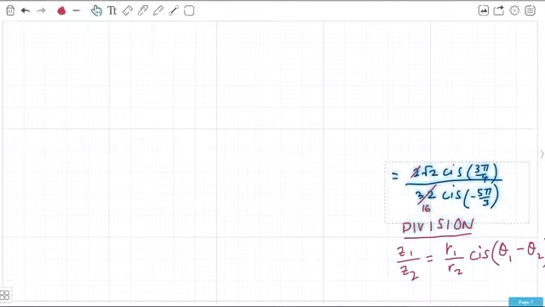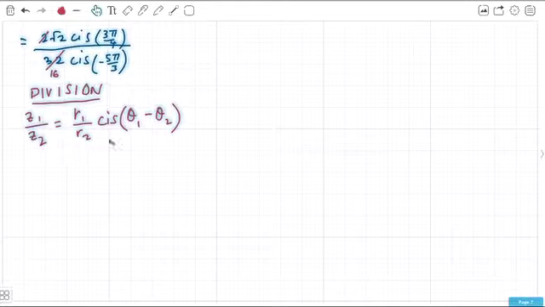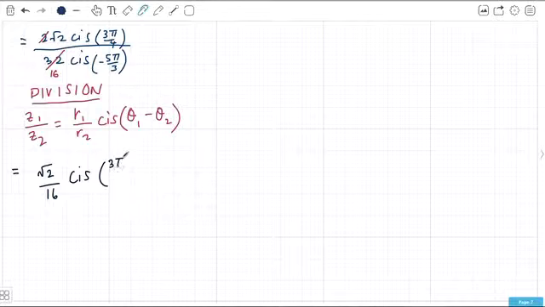Oops. Let's take that over there. Alright, cool. So let's work with this now. So we've got this cancelled down, so we've got root 2 over 16. Cis, the first angle, 3 pi over 4. Take away the second angle, which is negative 5 pi on 3.